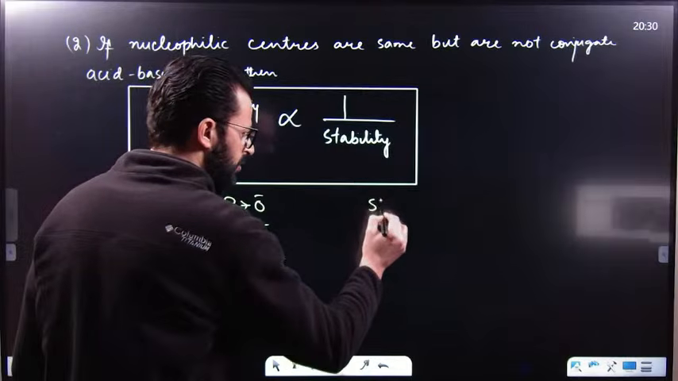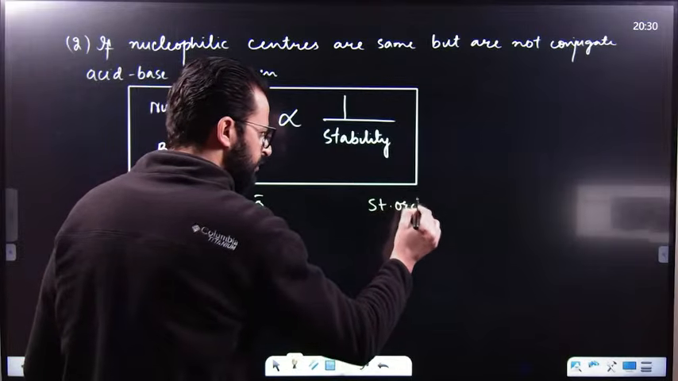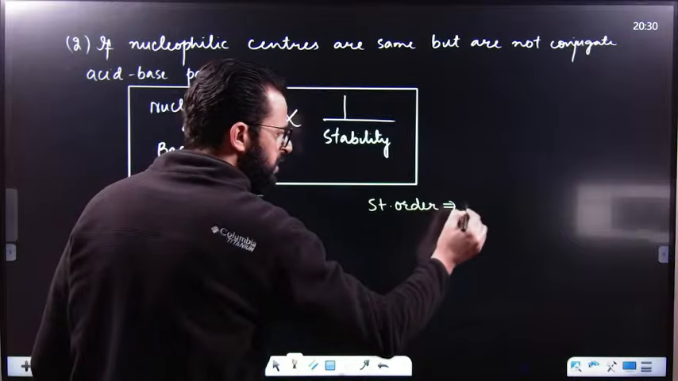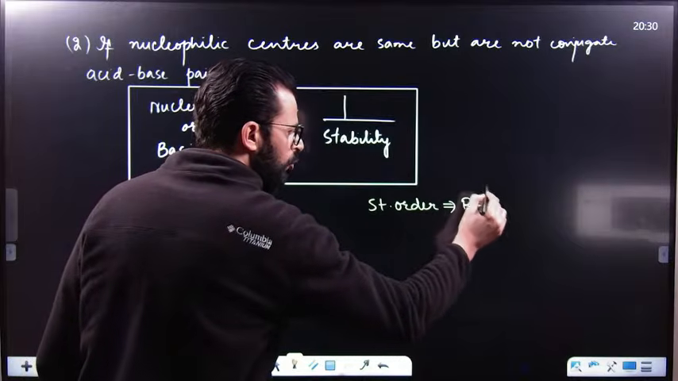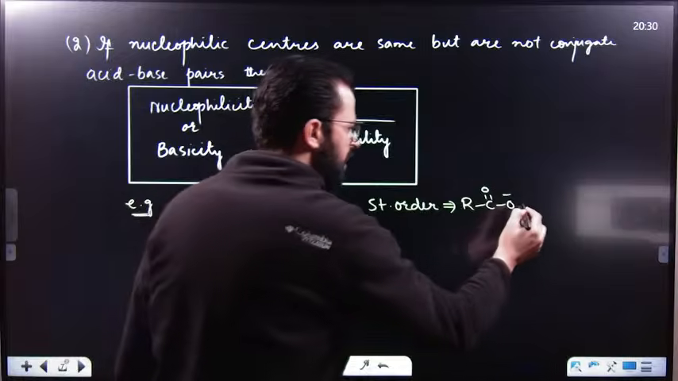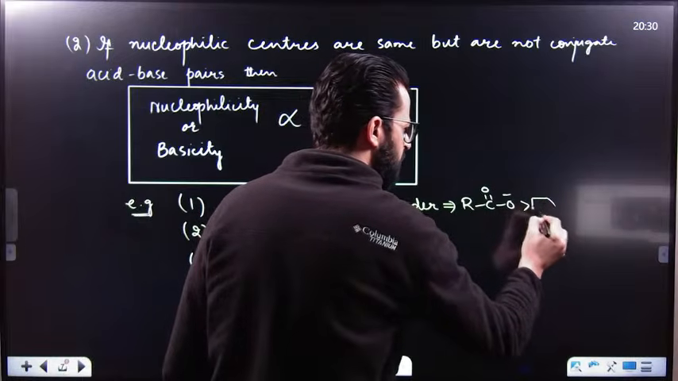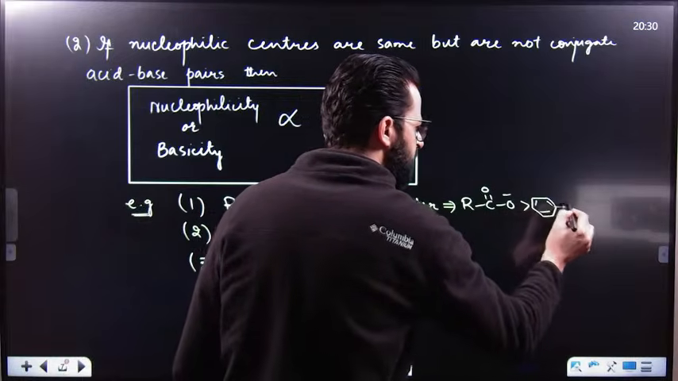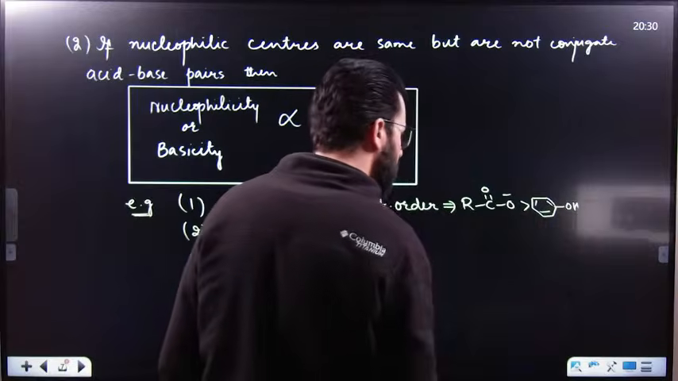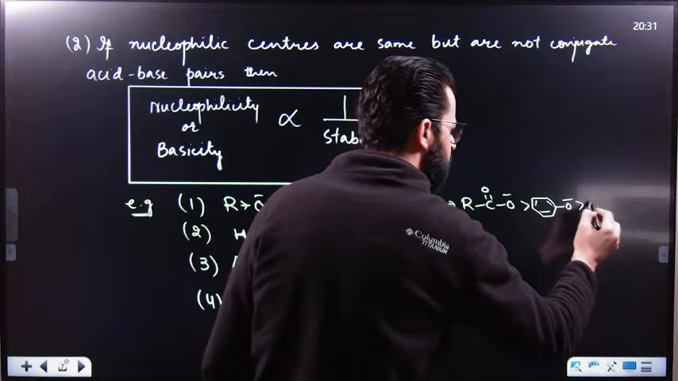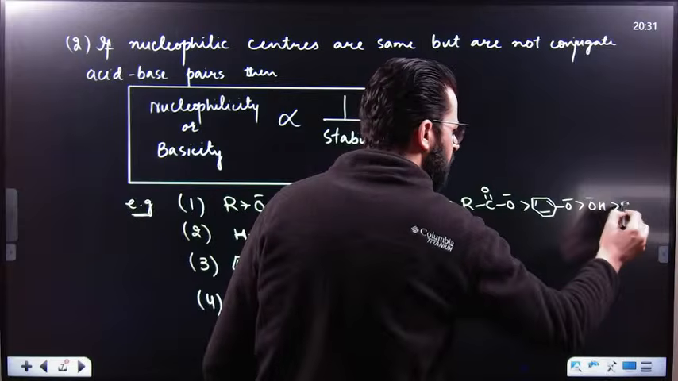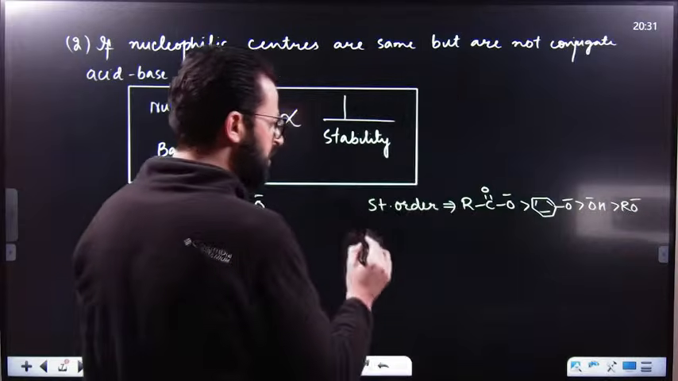So let me write down the stability order first. The stability order of these species will be RCOO negative, then phenoxide ion, then hydroxide ion, and lastly alkoxide ion. This is the stability order.